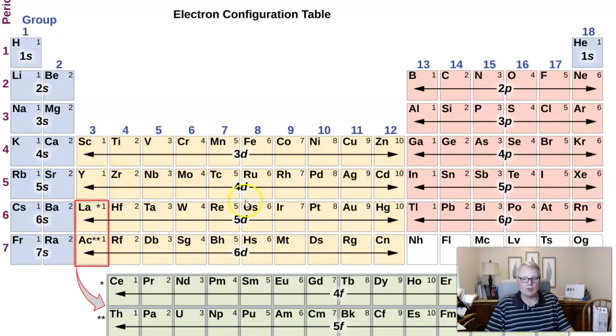Okay? Now I've got rows here, but how many columns do I have? 1, 2, 3, 4, 5, 6, 7, 8, 9, 10. 10 columns in the d block. How many electrons can I fit in a d sublevel? 10. See?